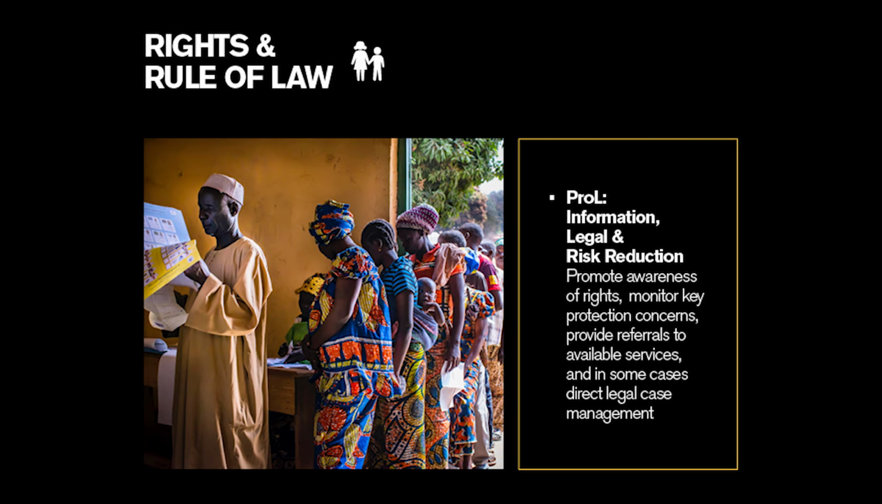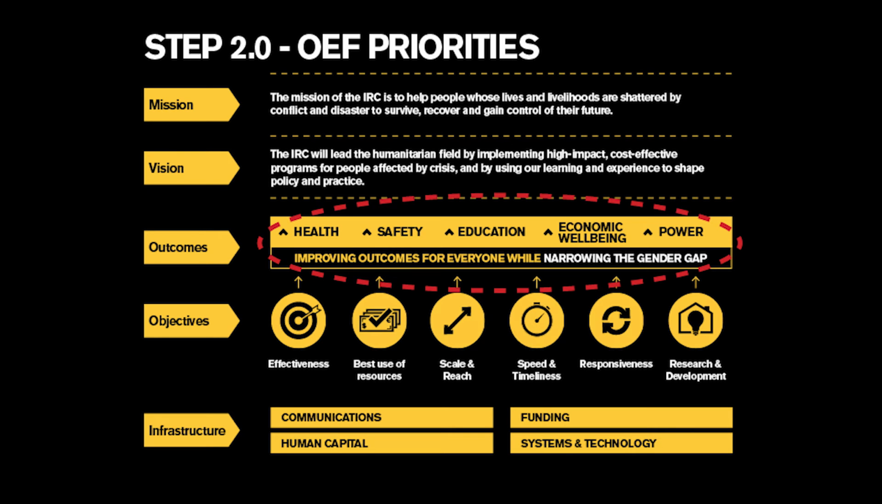The Final Step Project, also under the VPRU, focuses on rights and the rule of law within emergency contexts. The PROL Information, Legal, and Risk Reduction Project seeks to mitigate human rights abuses in conflict or natural disaster by monitoring key protection concerns among the crisis-affected population, promoting awareness around refugee and IDP rights, and providing referral and/or direct legal case management services.